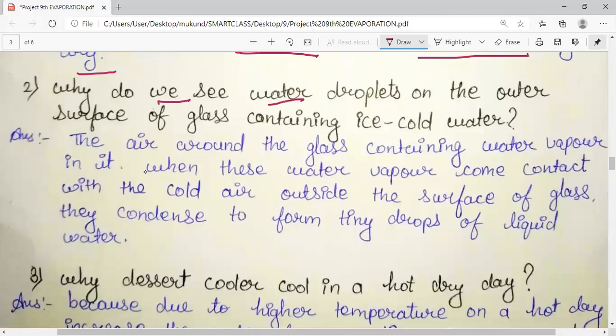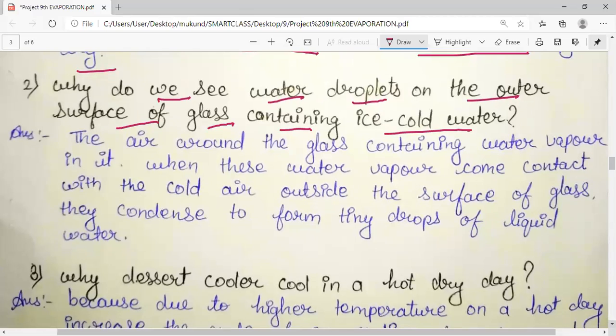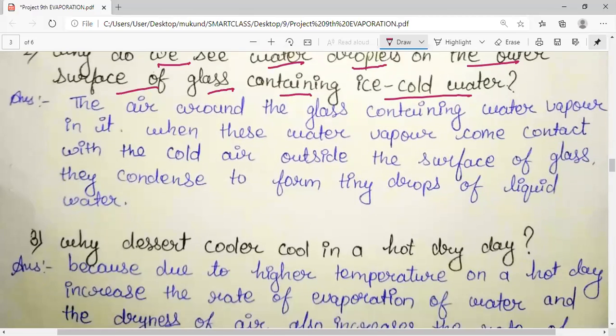Why do we see water droplets on the outer surface of a glass containing ice cold water? So if we fill a glass with ice cold water, why do we see water droplets on the glass? The air around the glass contains water vapor in it. This water vapor in the air, we call it moisture.